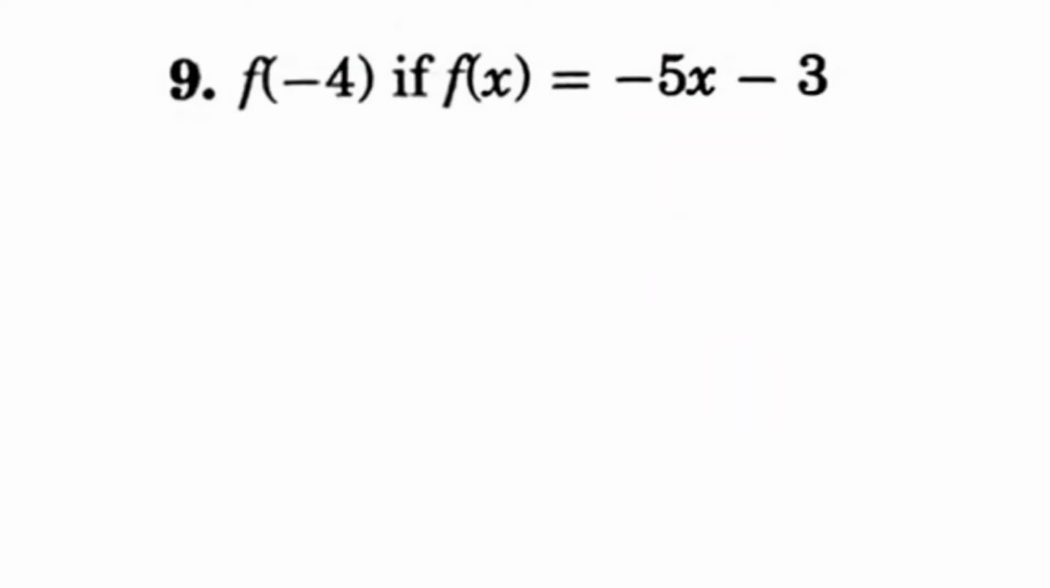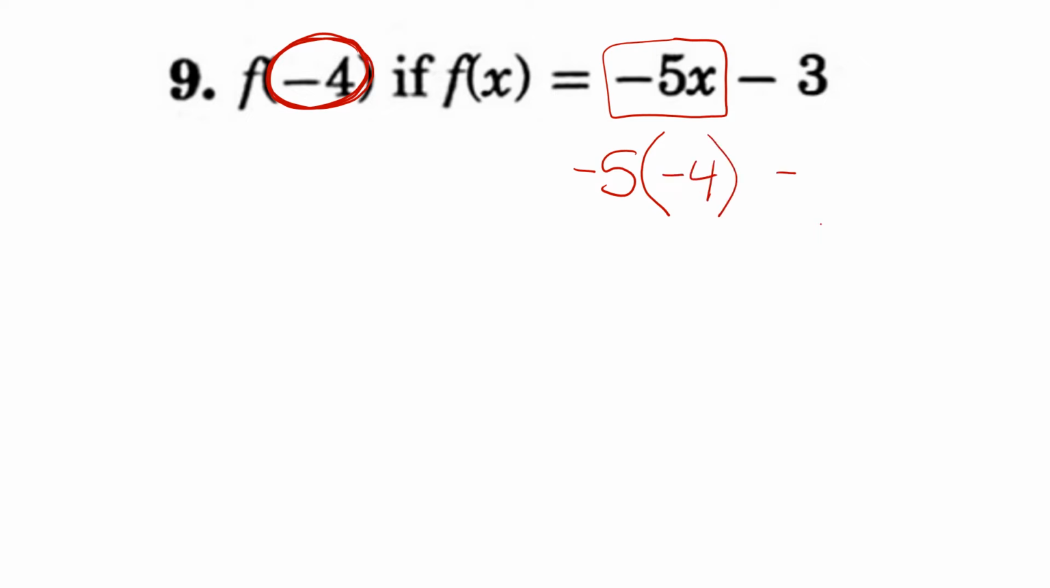For number 9, we have the problem f of negative 4 if f of x equals negative 5x minus 3. The negative 5 and the x side by side means multiply. So we multiply the negative 5 times the x value, which in parentheses is negative 4. The minus 3 stays the same at the back. Now 5 times 4 is 20. Negative 5 and negative 4, two negatives would make a positive 20.